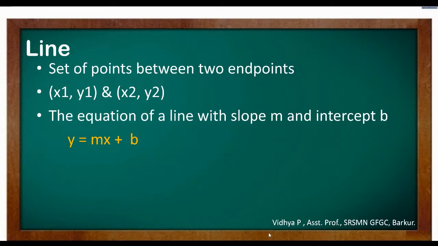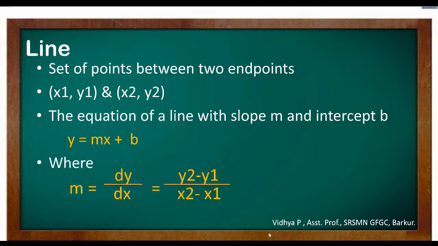The equation of a line with slope m and intercept b is y = mx + b, where m = dy/dx. dy/dx is equal to (y2 - y1) divided by (x2 - x1), and b is equal to y1 - m times x1.